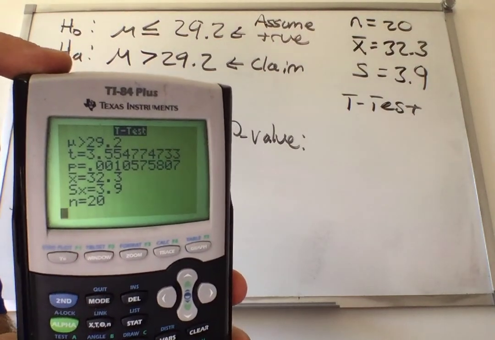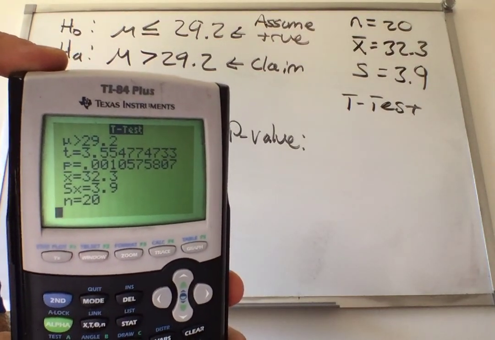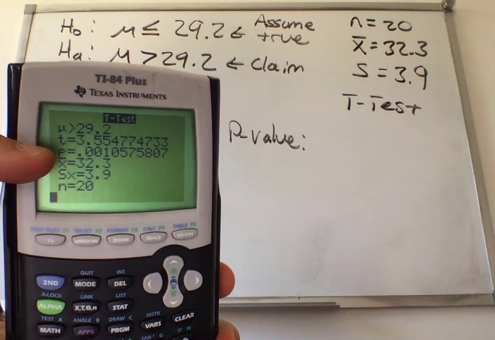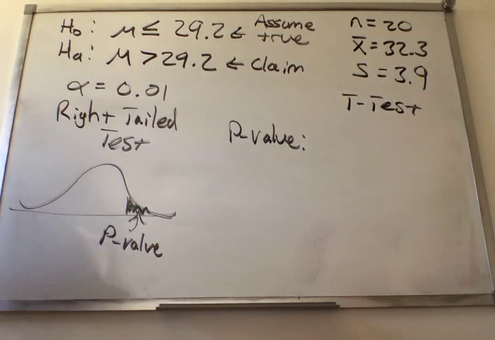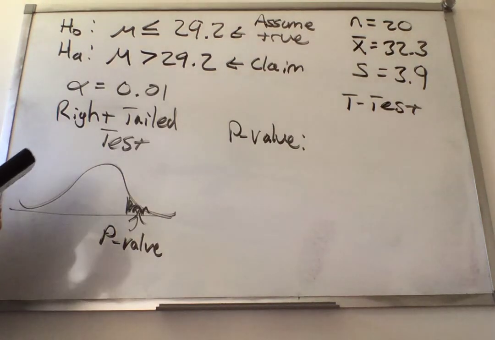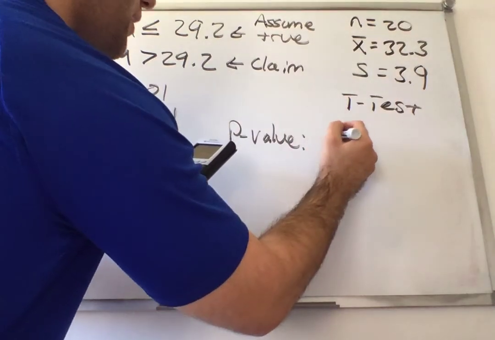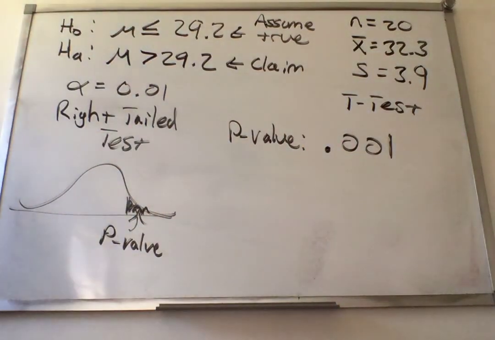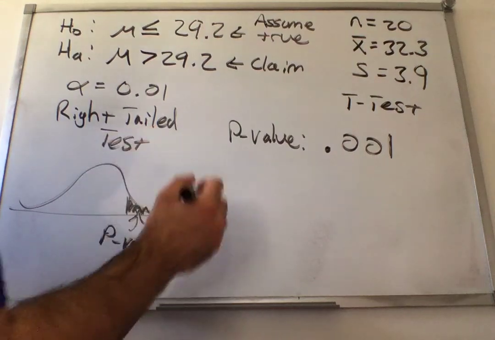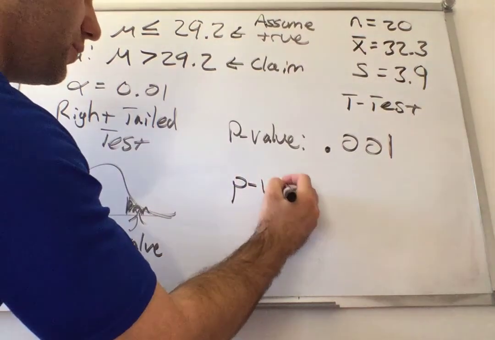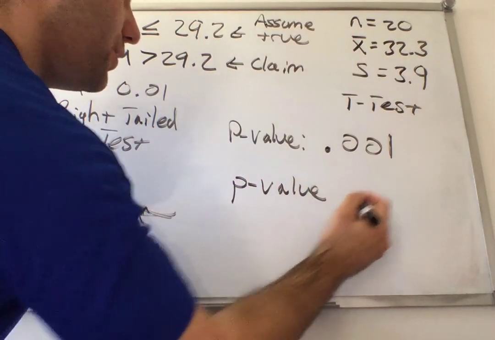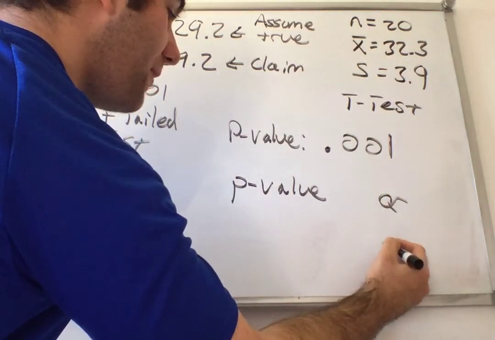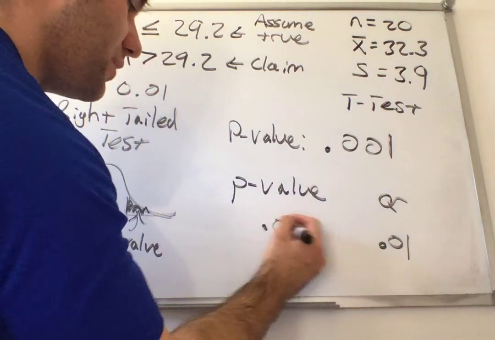And here are the outputs you should have. Now, the only one you should be focused on is the p. That is your p-value. It says p-value is equal to .001. So now what we're going to do is compare the p-value to the alpha value. Remember, alpha is 0.01, p-value is 0.001.